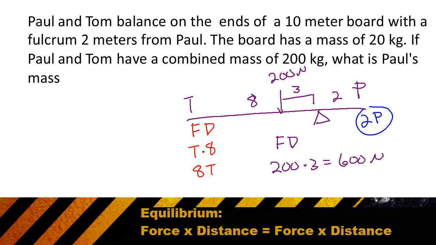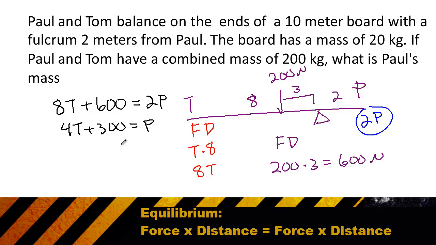Now here's what we know. This board is standing in equilibrium, which means there's no movement. That must mean all the torques cancel out. Or the torque we get on the left-hand side, which is 8T from Tom, plus the 600 from the weight of the board, is going to be equal to 2P. Simplify the equation, we get 4T plus 300 equals P. The question also tells us that Paul and Tom have a combined mass of 200 kilograms, or 2,000 newtons. So we could write the equation that P plus T, again this is their force, is equal to 2,000 newtons.